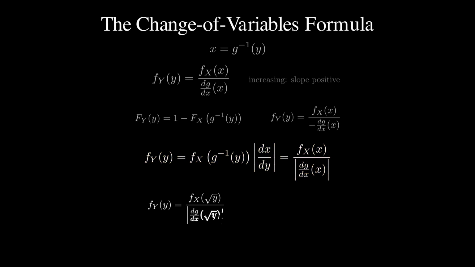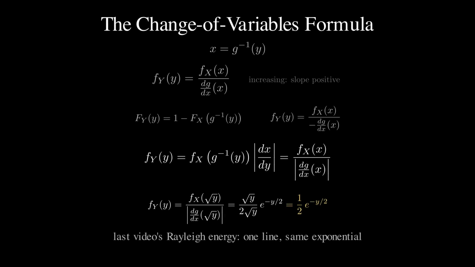It even collapses last video's channel fading example. The Rayleigh amplitude squared took an integral there. Here it takes one line, and the algebra folds down to 1/2 e to the minus y over 2. Same exponential, no integral. Time to let the formula work.